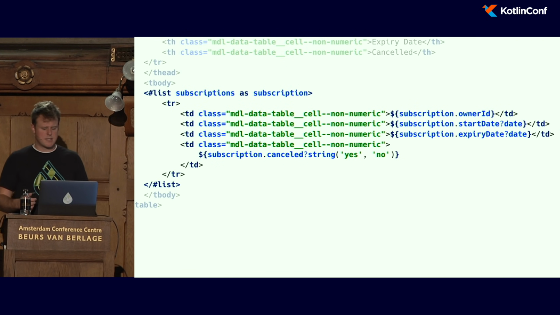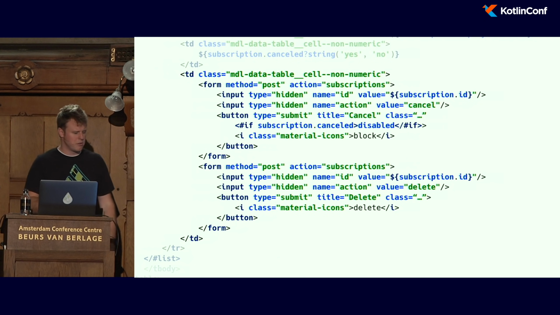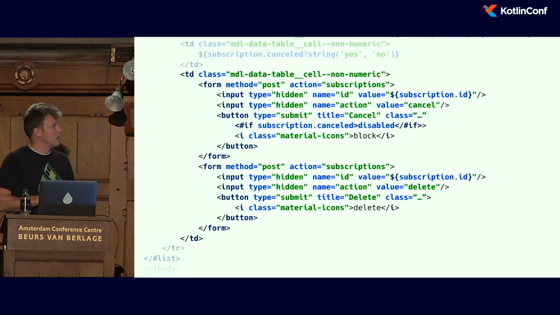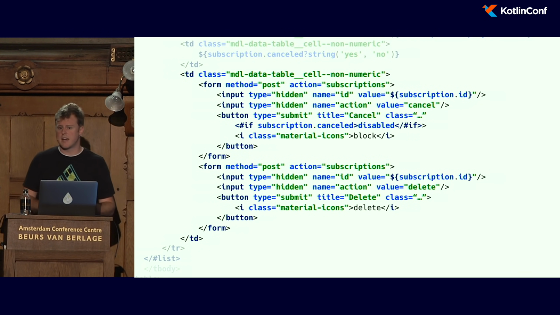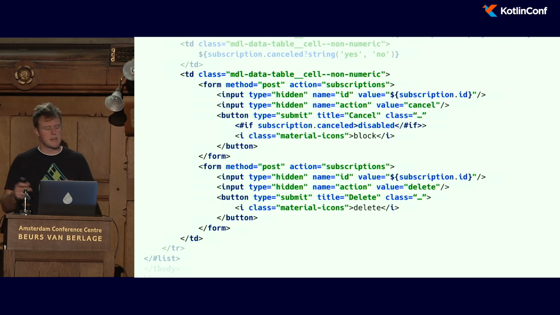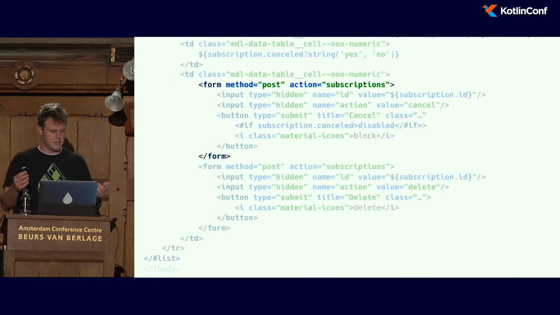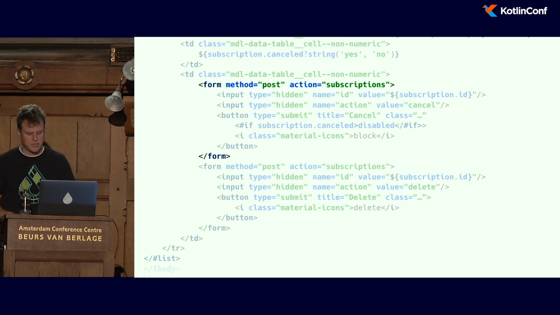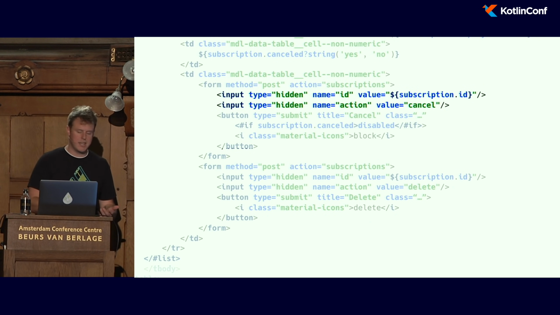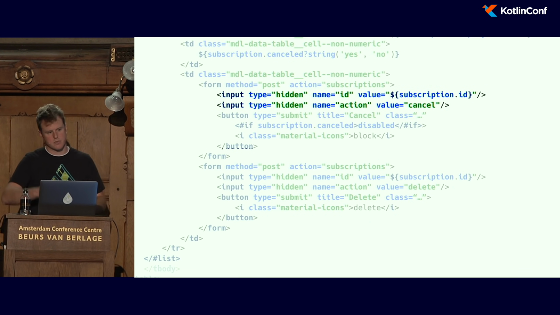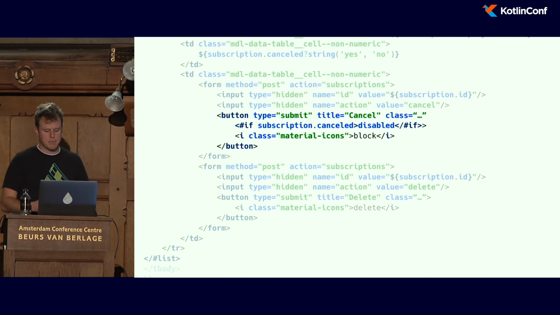To update the templates, again, standard HTML, but we're going to be using some FTL tags, the FreeMarker template language tags. We make a couple forms. It's pretty simple. It's a post request to the subscriptions action. We have some hidden inputs for the ID, and this is what's going to get submitted with the form, and a button that submits it.